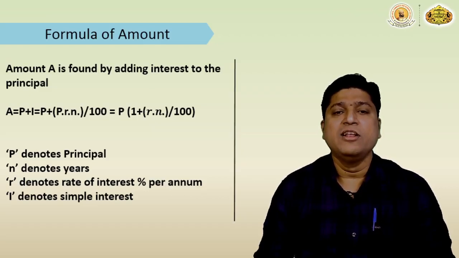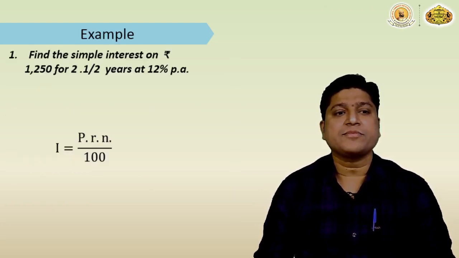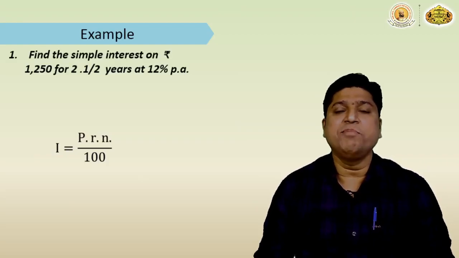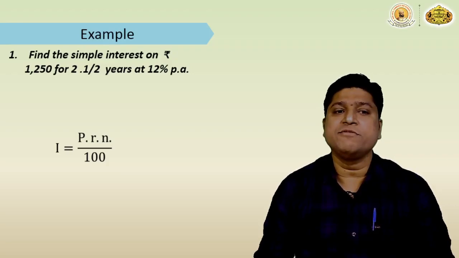Now we will start to solve the problems based on simple interest. This is the first problem in front of you. Find the simple interest on rupees 1250 for 2.5 years at 12% per annum.